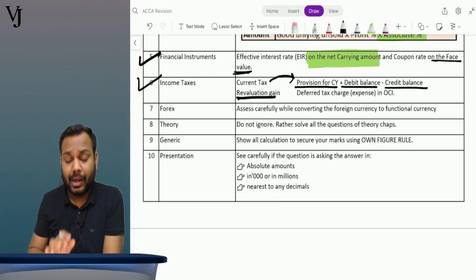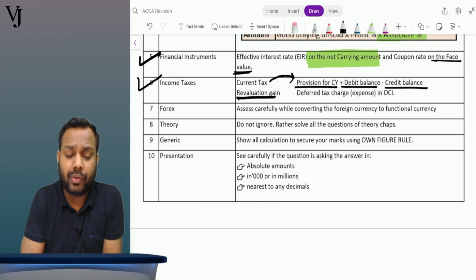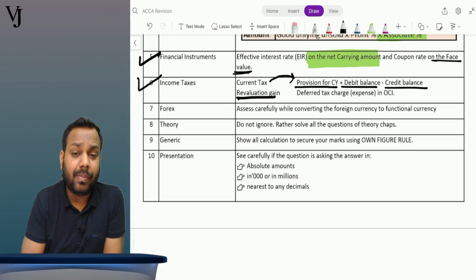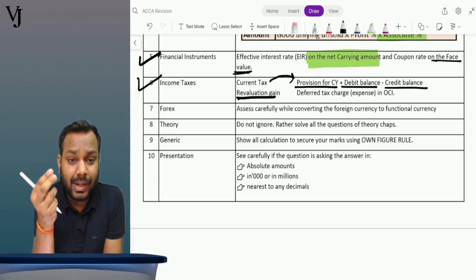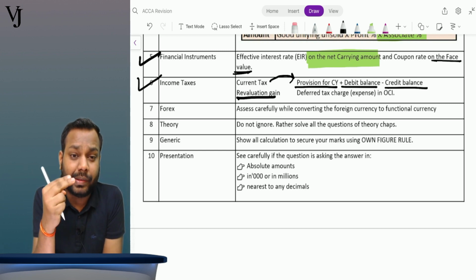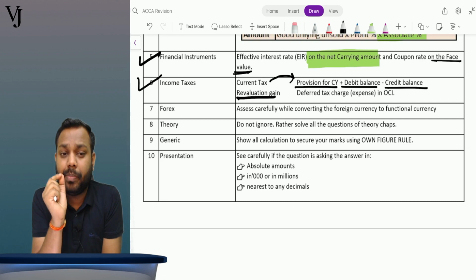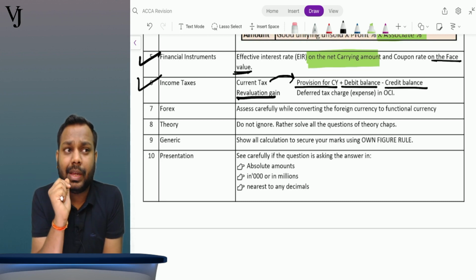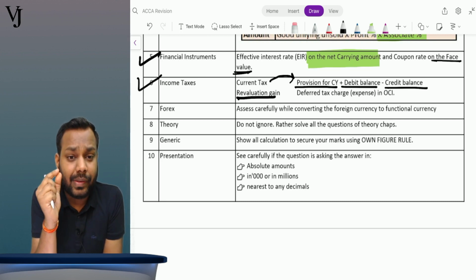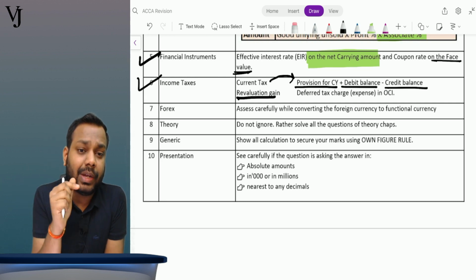Now forex. When the question comes for the forex to calculate unrealized gain or loss on the forex, the student makes a mistake in converting the foreign currency to functional currency. So please be careful. Only one tip that I will give you: just identify which currency is the stronger currency and which currency is the weaker currency.